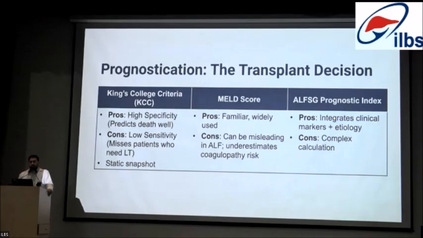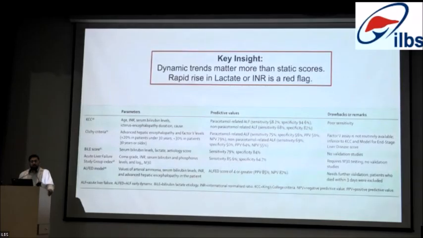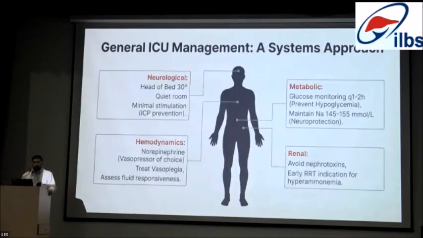And dynamic scores like ALF-SG, which includes coma and the clinical condition of the patients, are complex calculations. The most important point is that the dynamic trends are more important than the static score. In paracetamol poisoning, a rapid rise in lactate, and in other ALFs, a rapid rise in INR should be a red flag and should be taken into account.